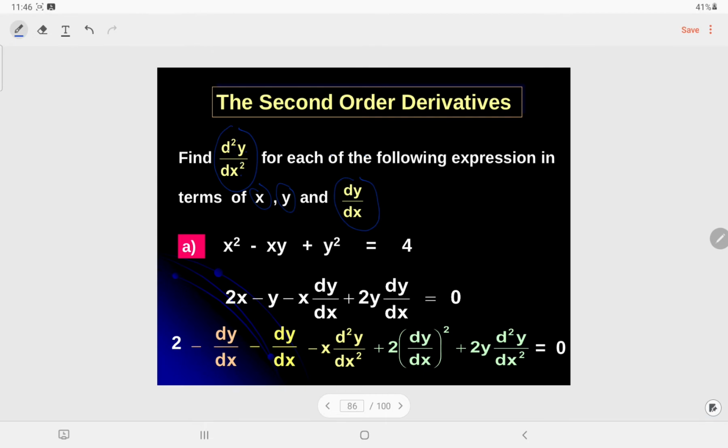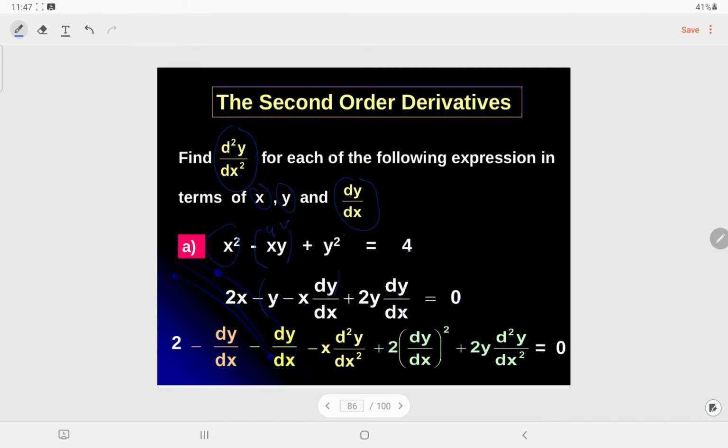Okay, now we look at example A. x square minus xy plus y square equal to 4. Differentiate this with respect to x, 2x, and then this has two variables, so uv prime plus vu prime. This one is y, and since it is negative, negative here. Plus y square, so 2y dy over dx, differentiate 4 equal to 0, the constant.